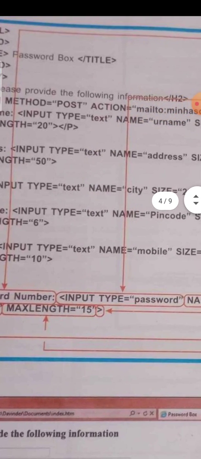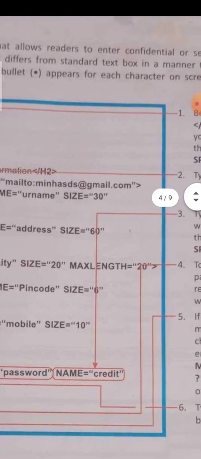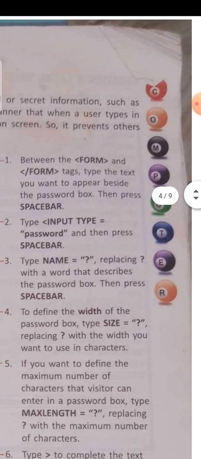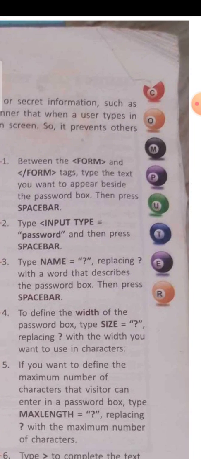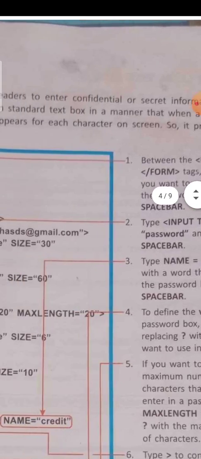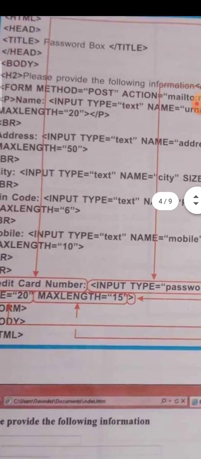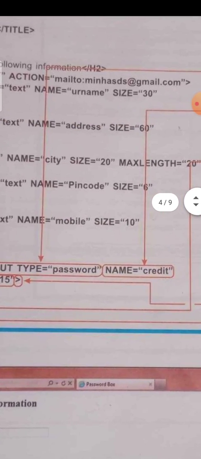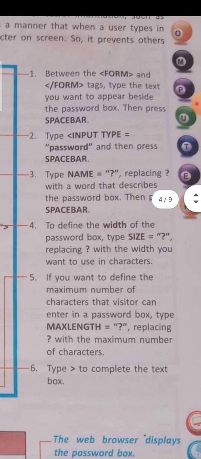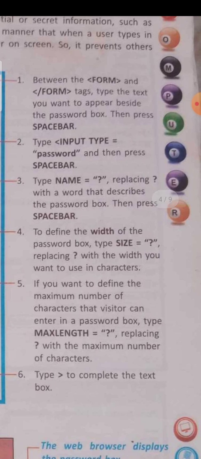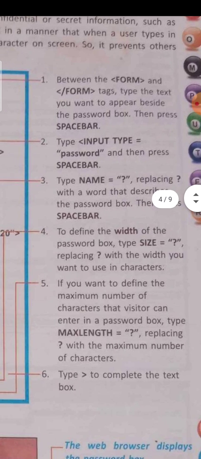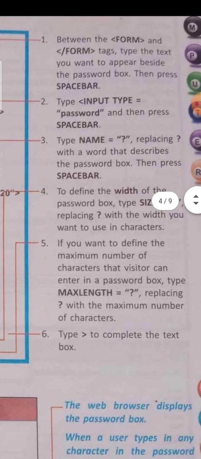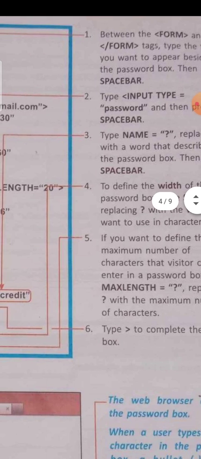Then after that, input type is equal to password. So what is the meaning of type is equal to password? Input type is equal to password, and then press spacebar, which basically converts this data into a password type, and then name is equal to credit. So basically name is equal to question mark is there, and in place of the question mark, replace it with the word that describes the password box, then press spacebar.